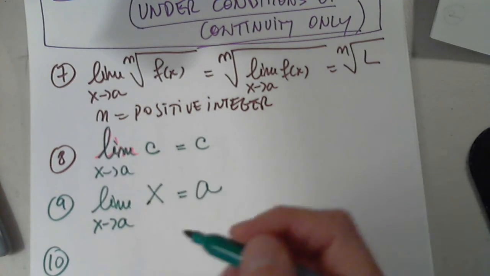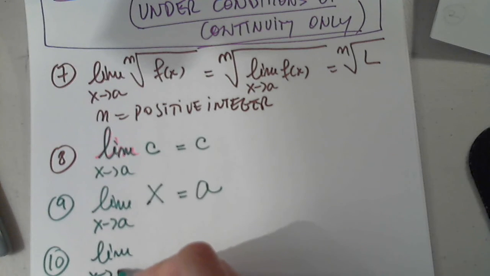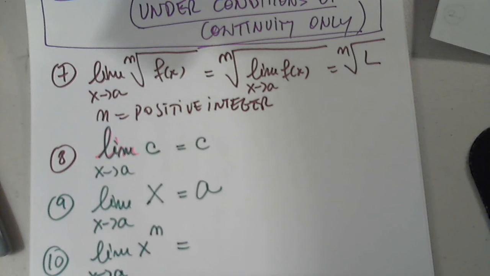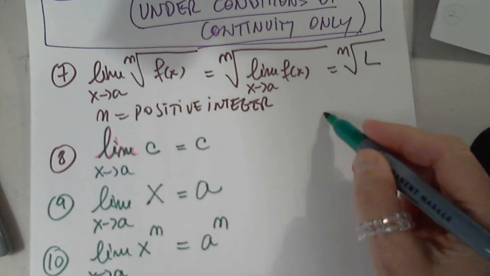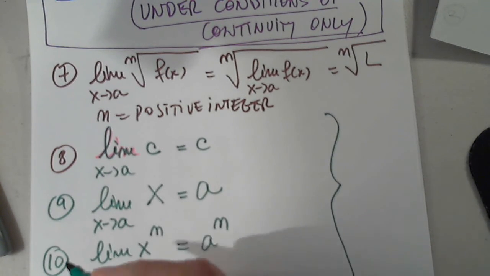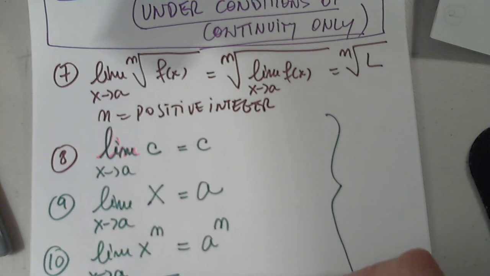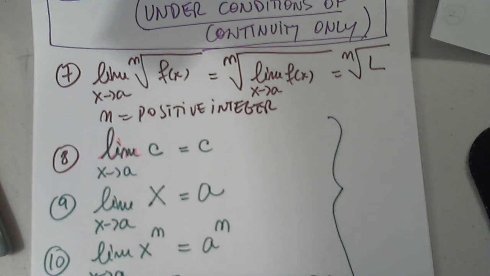That's it. Number 10: same thing, same idea, really. I do not consider these limit laws, but anyway. The limit as x approaches a of x to the nth power. Just plug it in. To the nth power. Good. And the last one, again, I do not consider these limit laws. The last one is the limit as x approaches a of the nth root of x. Of course, n is a positive integer. The nth root of a. Yes.